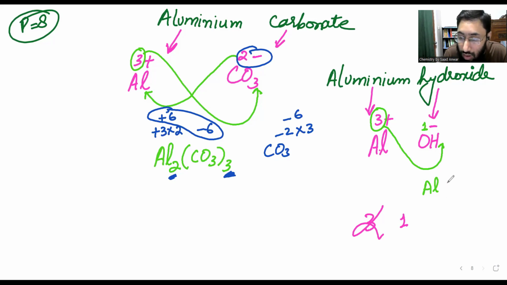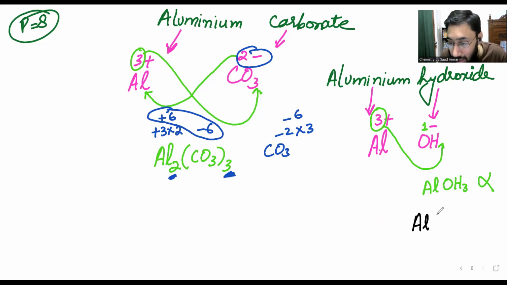If I put 3 here, then this is wrong, because this 3 is counted with hydrogen only. So what I have to do is write like this: Al, put parentheses, small brackets, OH, close it, enclose OH within small parentheses. Then write 3 here. This is the correct formula of aluminium hydroxide.